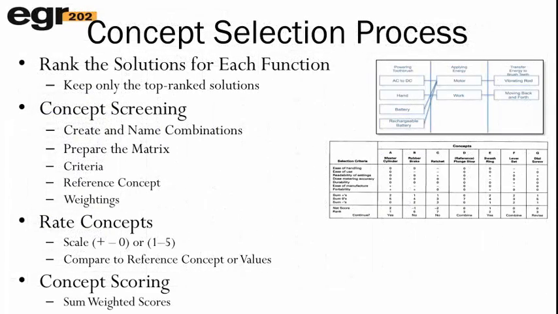So in summary, you rank the solutions for each function. You keep only the top ranked solutions, and that's how you reduce your concept combination table in size. You do concept screening, then you rate the concepts, then you do concept scoring, you sum the weighted scores, and you find a winner.